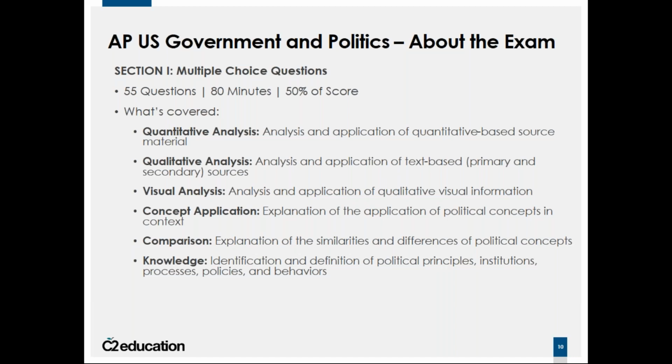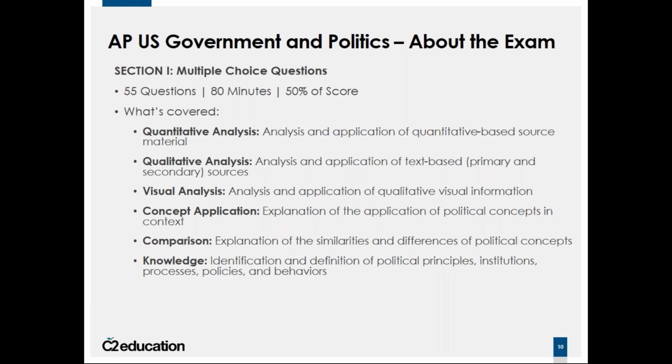Let's take a look at government and politics. Then we're going to get into the histories. Government and politics, pretty straightforward. There are 2 parts, section 1, and we'll talk about section 2 in a bit. Section 1 is 55 questions in a little bit over an hour, and it's 50%. Now, there are 6 basic skills that the government politics exam is covering. One is quantitative analysis. Basically, they're giving you charts and graphs, and they are asking you to analyze the data.